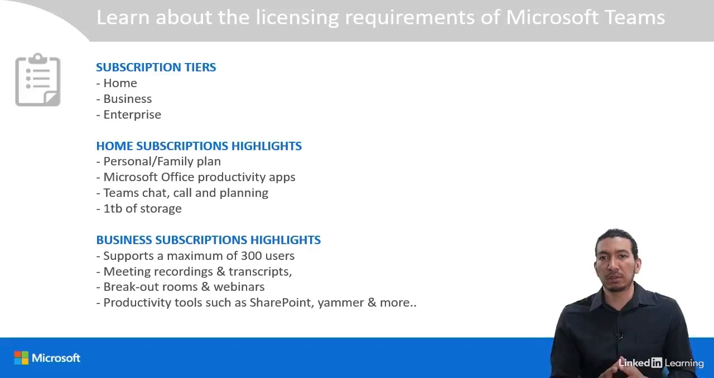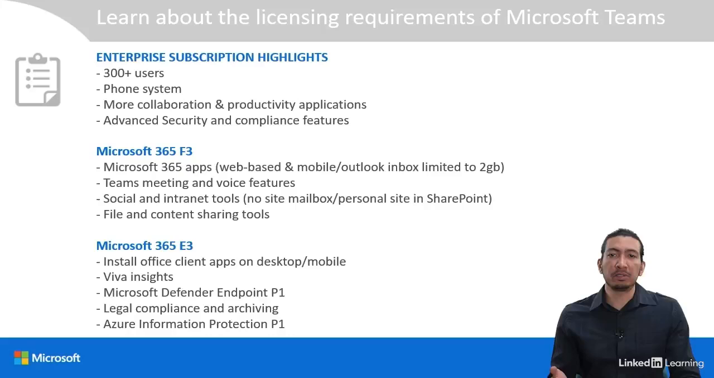to 6 users. While in the Enterprise and Business tier, you get additional tools such as meeting recordings and transcripts, breakout rooms, integrated apps and services, SharePoint Online, Yammer, among other features. One of the most important points to remember about the Business tier is that it supports a maximum of up to 300 users. While in the Enterprise subscription tier, you can have more than 300 users. It also includes advanced security and compliance features, phone system, and additional collaboration and productivity applications.